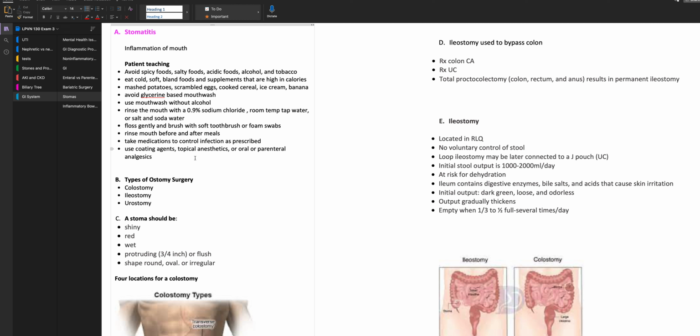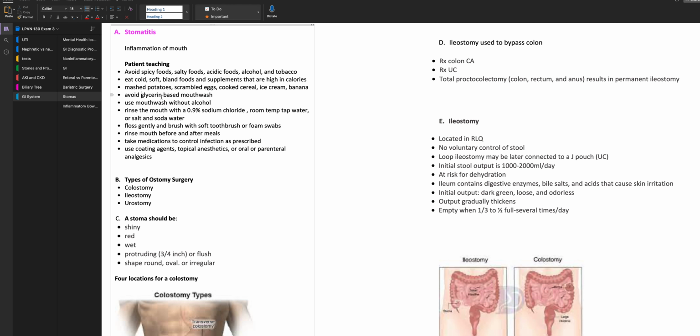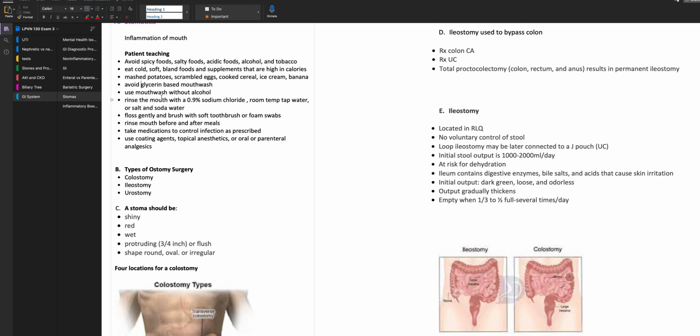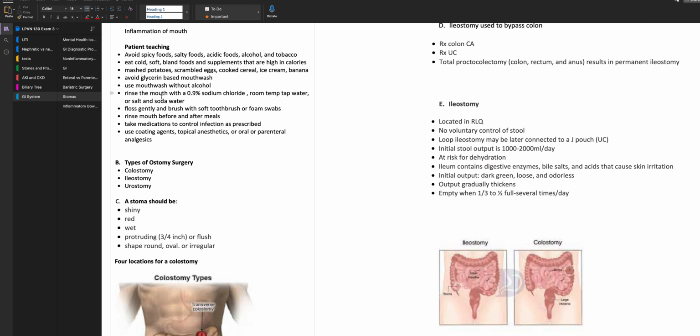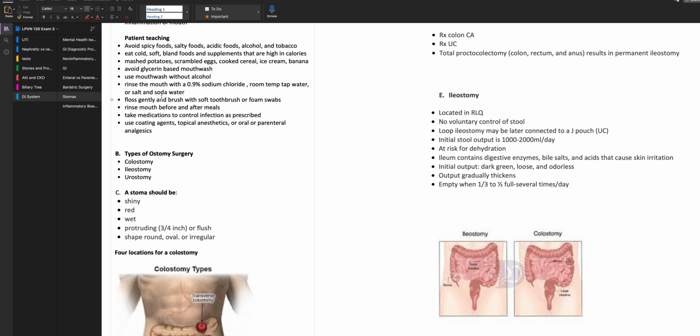You had this in Med-Surg 1. Anyways, you need to avoid spicy foods, salty foods, acidic foods, alcohol, and tobacco. So make sure they eat soft food and avoid glycerin-based mouthwash. They need to rinse their mouth frequently and gently brush and floss. So they need to rinse their mouth before and after meals. And there are medications they can use.